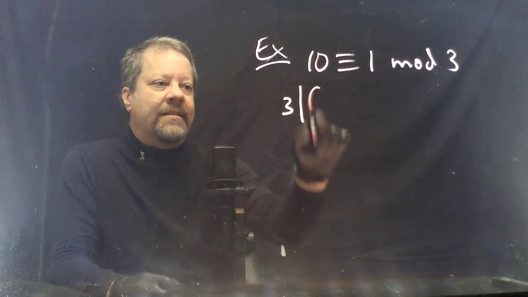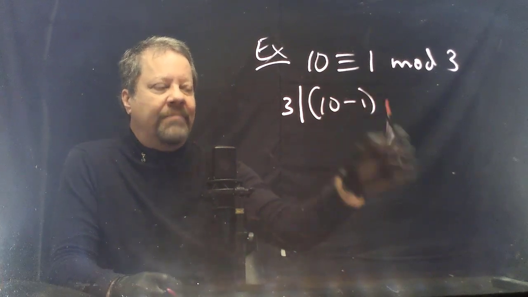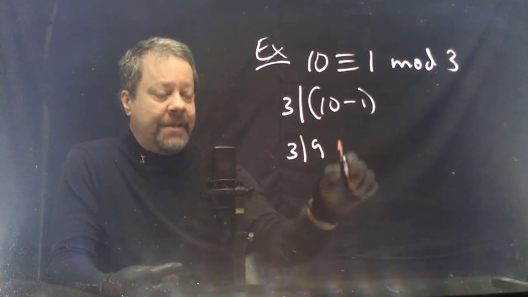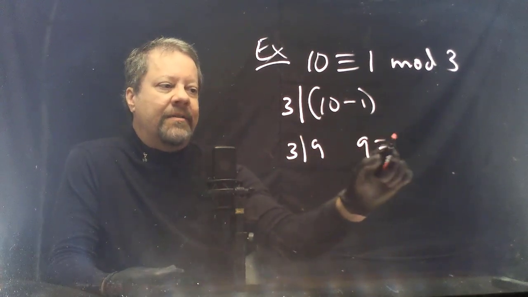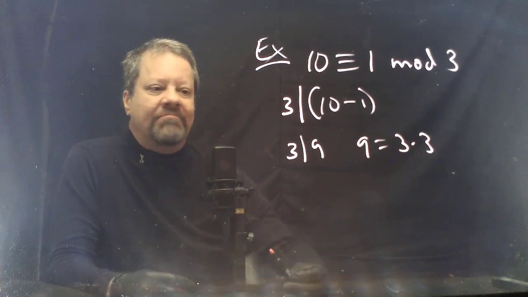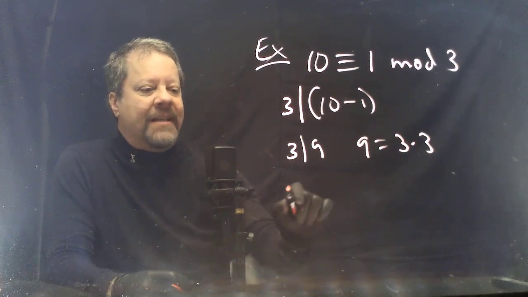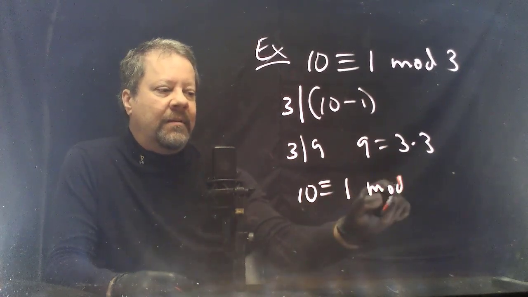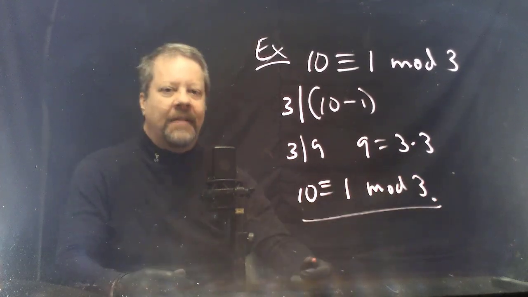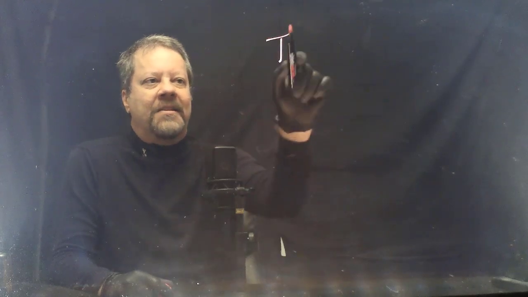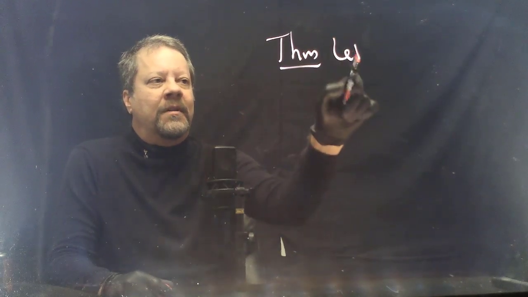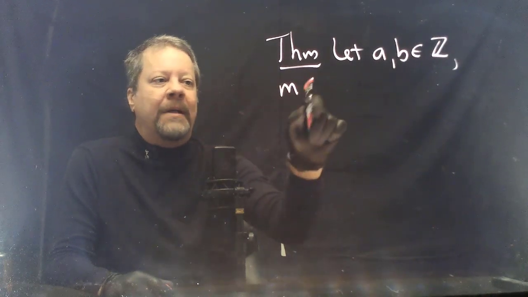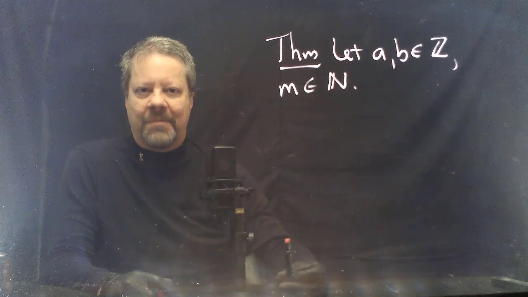Technically, to test for congruence, we need to see if 3 divides 10 minus 1. Well, 10 minus 1 is 9. 3 divides 9 because 9 is 3 times 3. And so that means that 10 will be congruent to 1 mod 3 by the definition given. In our next theorem, we're going to let a and b be elements of the set of integers and m be an element of the set of natural numbers.